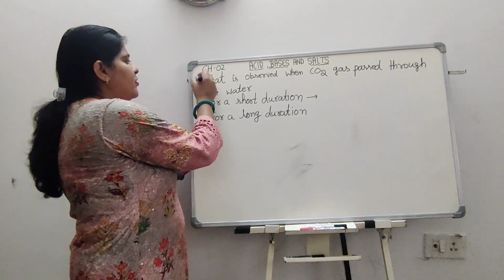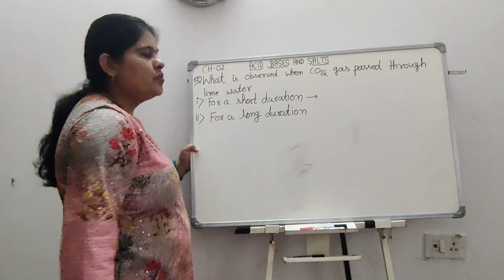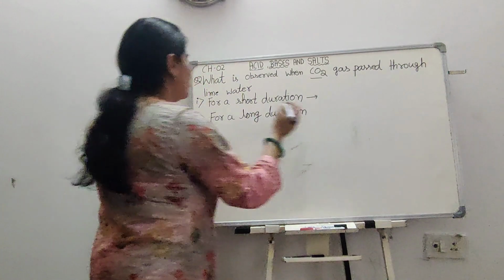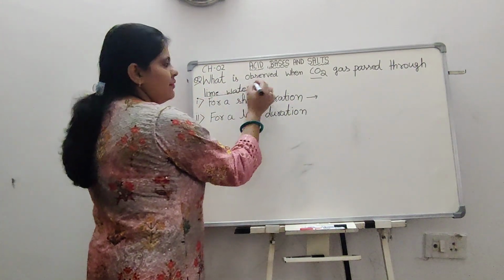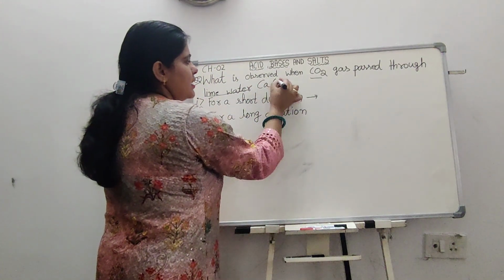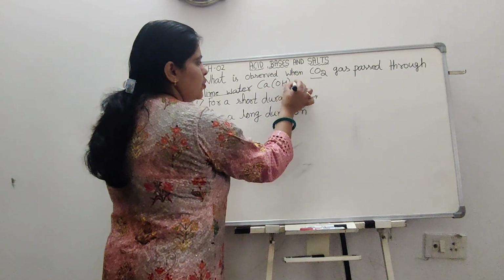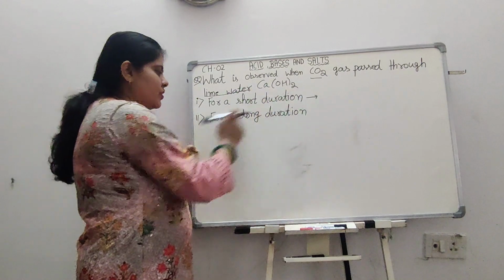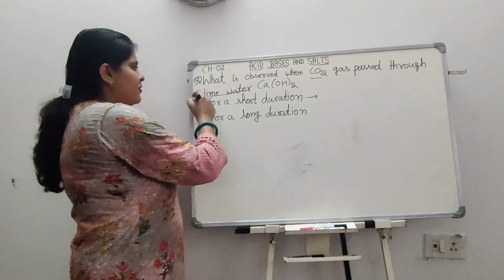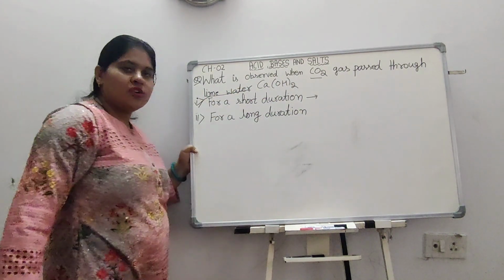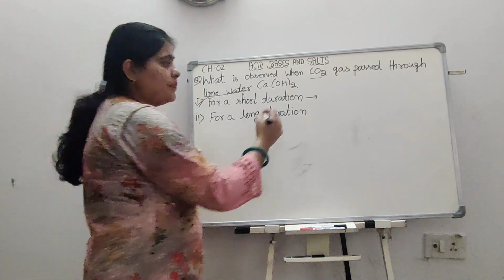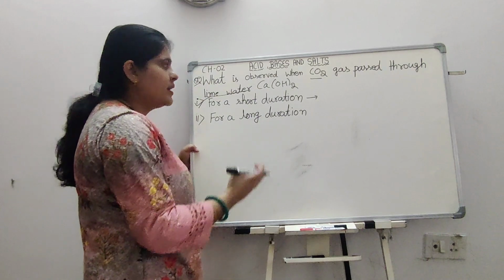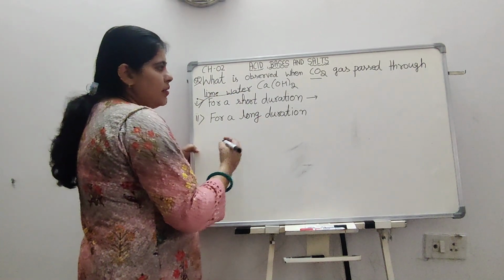Okay, next, question number 2. What is observed when carbon dioxide gas is passed through lime water? What is lime water? Lime water is Ca(OH)2. Two conditions are given to you: for a short duration and for a long duration. Let's first understand the short duration. Short duration means you are supplying a limited amount of carbon dioxide gas to the calcium hydroxide.